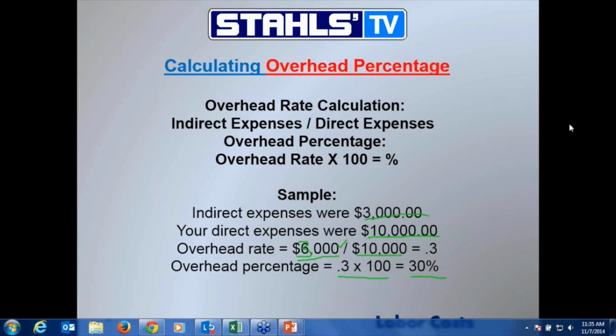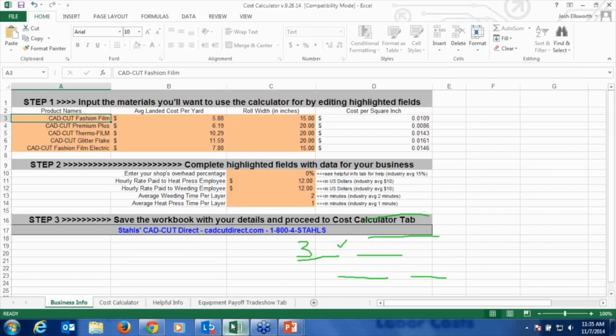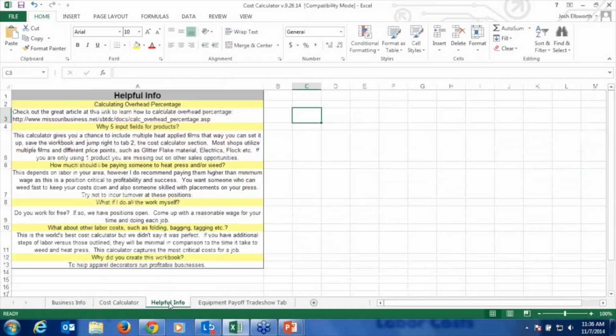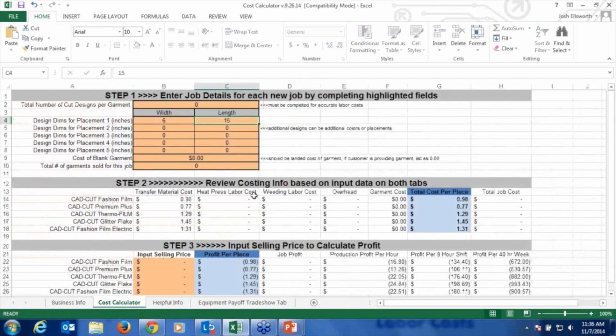And obviously, this is tough to teach accounting principles in a short class. So what we've done is on this cost calculator, there is a helpful info tab, and there is a calculating overhead percentage link to a MissouriBusiness.net site, which I think does a really good job of walking you through the process of calculating overhead percentage for your business, going through the formulas in depth and explaining why. So I'd recommend you visit that to get this calculation.